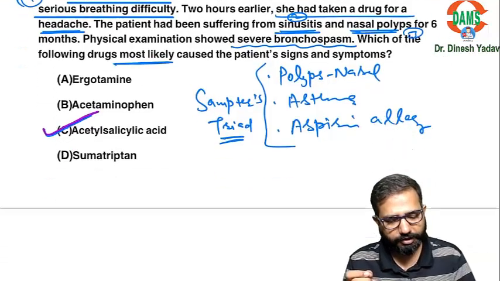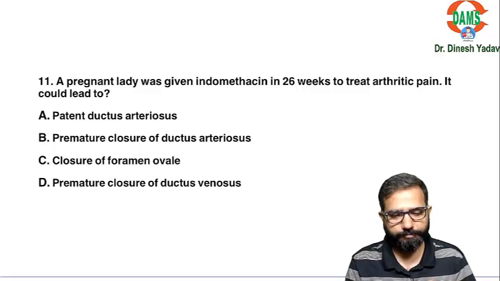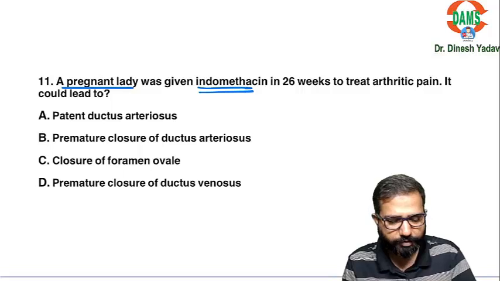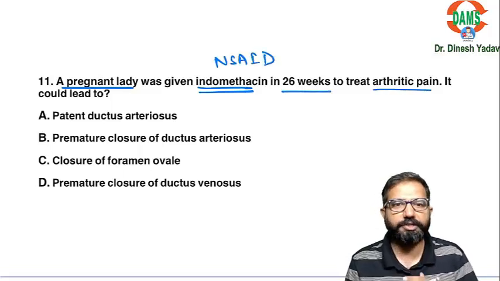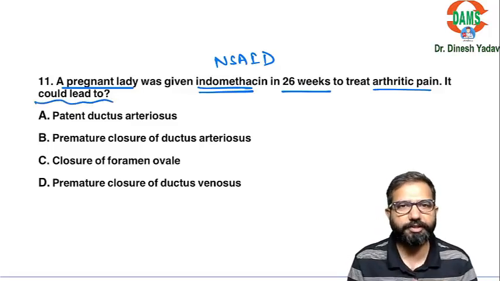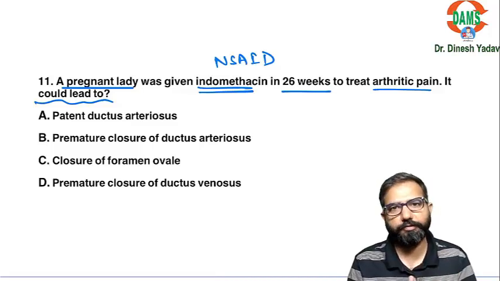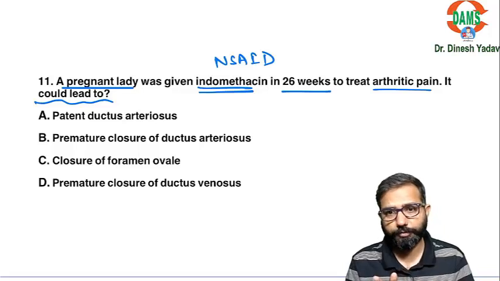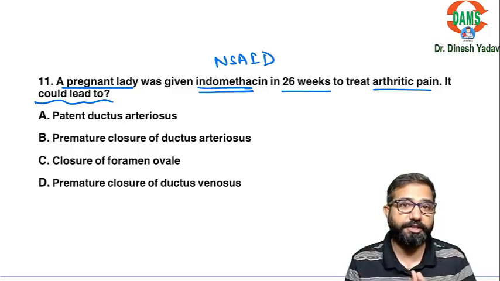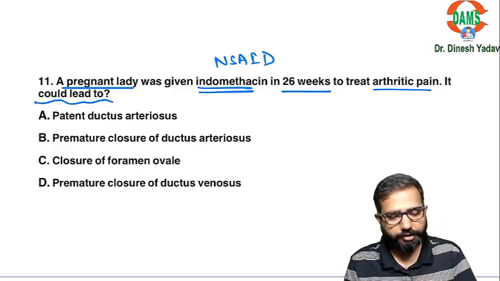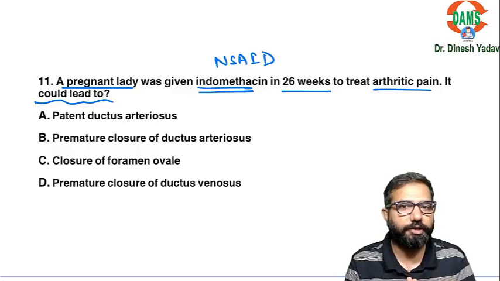Next, a pregnant lady was given indomethacin, one of the NSAIDs, a COX inhibitor, at 26 weeks to treat arthritic pain. What could it lead to in the pregnancy? NSAIDs are not safe in pregnancy; only paracetamol has some safe role, and that also not in high doses. NSAIDs decrease prostaglandins. What is the risk? They can cause premature closure of the ductus arteriosus.